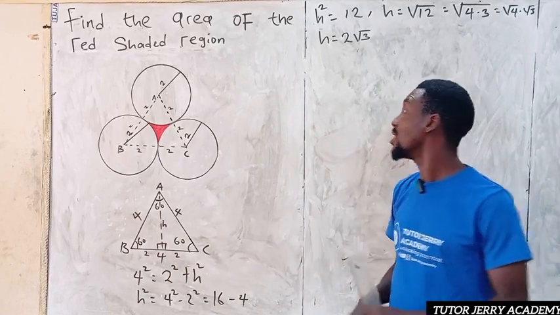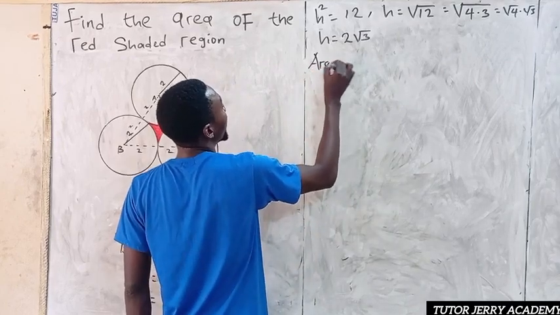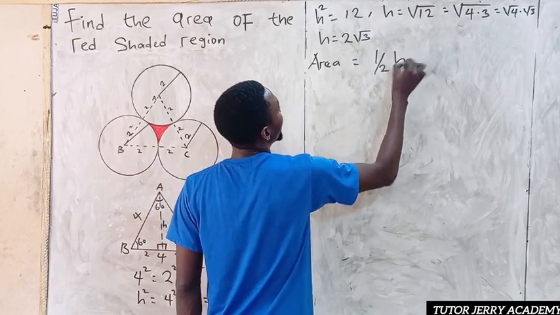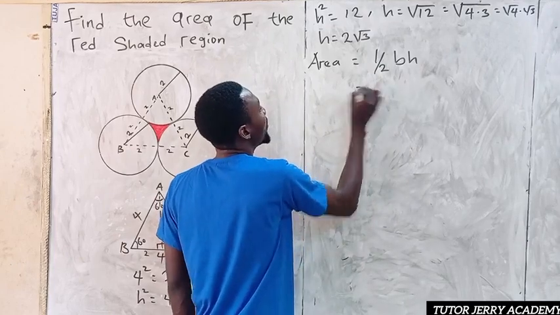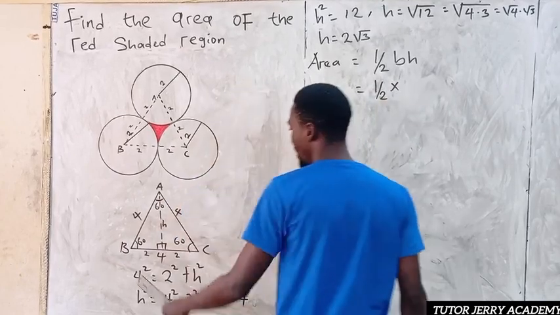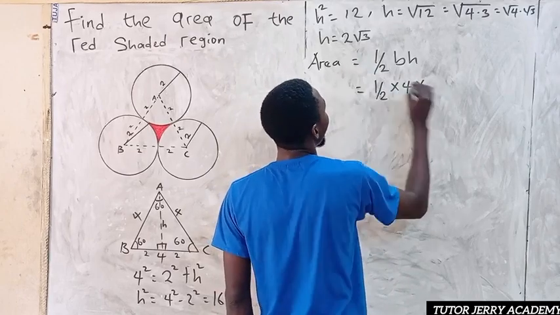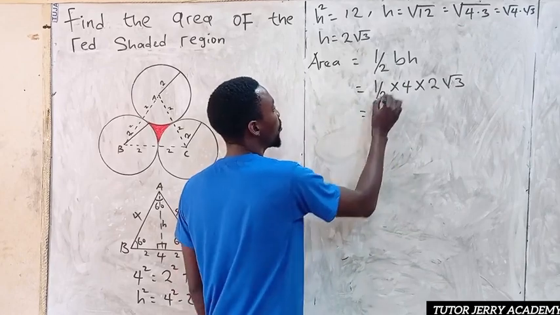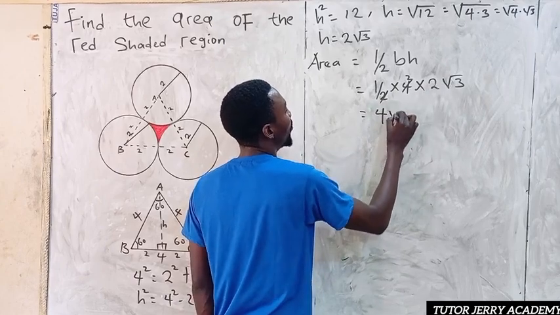So the area of this equilateral triangle will be equal to half base times height. So if we substitute this now, our half is going to be half multiplied by our base. The base is 4. So we are going to have 4 multiplied by height. The height is 2 root 3. So this will be equal to 2 here, 1, 2 here is 2. 2 times 2, that is 4 root 3.